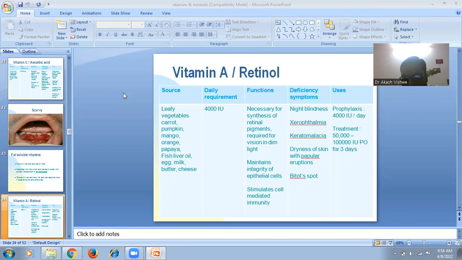about 50,000 to 1 lakh international units orally for 3 days. And if we use this big amount, the condition reverses and it can be normalized in the patient.